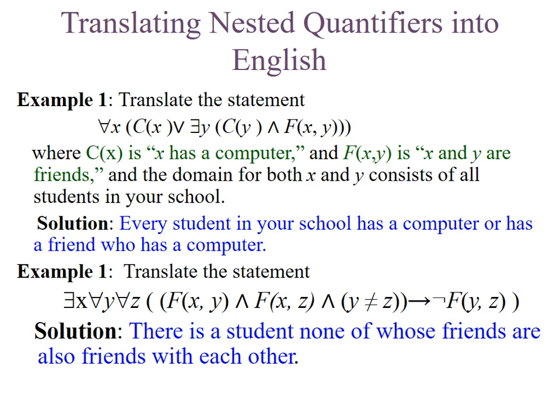Because this is a very weird situation, a very weird sentence. There is a student, none of whose friends are friends with each other. What's the negation of this sentence? Don't simply write it's not the case. Write its real meanings.